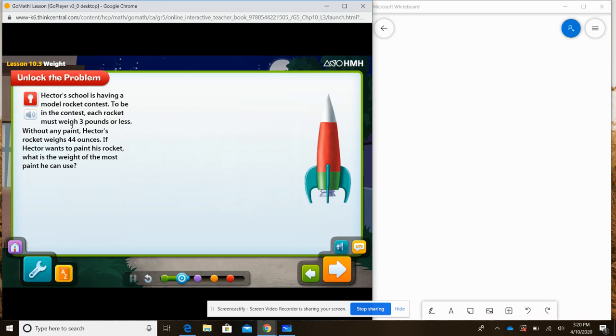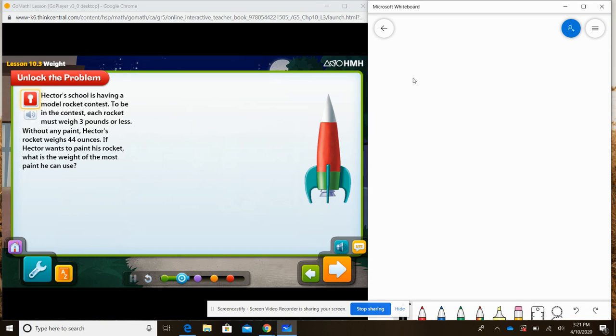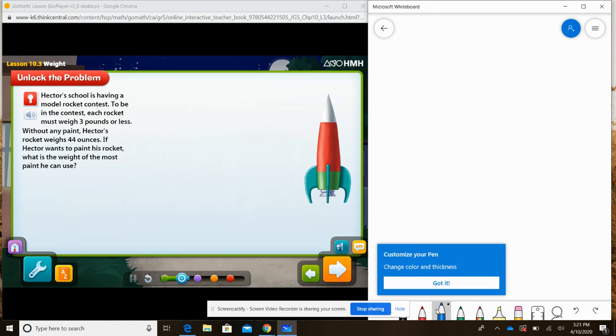Looking at this problem, we know we have pounds and we have ounces. We're going to have to convert our ounces into pounds. We need to figure out how much paint he can put on his rocket while still being under 3 pounds. So first, we have to figure out how many ounces are in a pound. We know that there are 16 ounces in 1 pound, so we can go ahead and write this down.